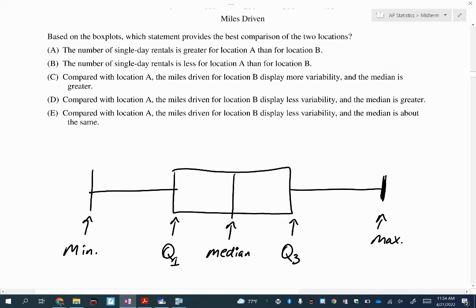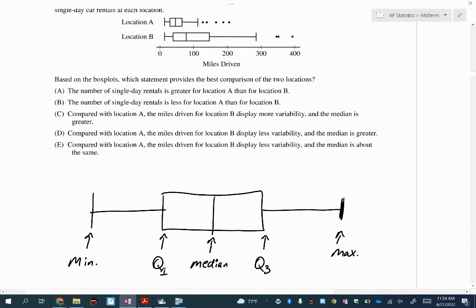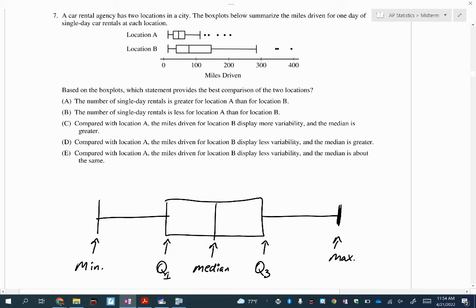So that's called a box and whisker plot, or box plot. Do you see the little things on the edge here? Those are called the whiskers.